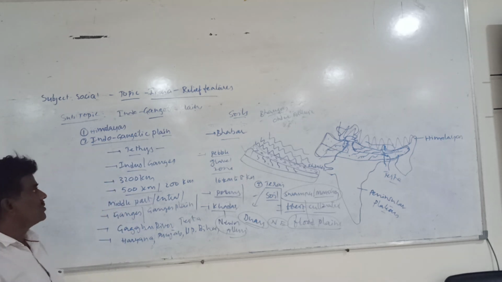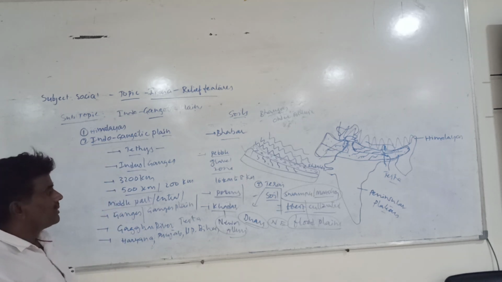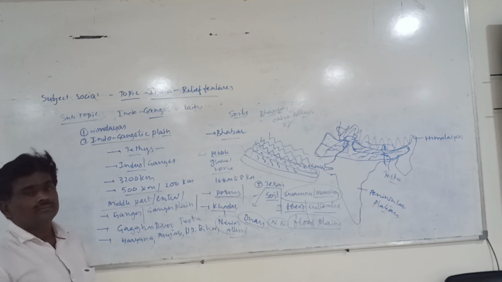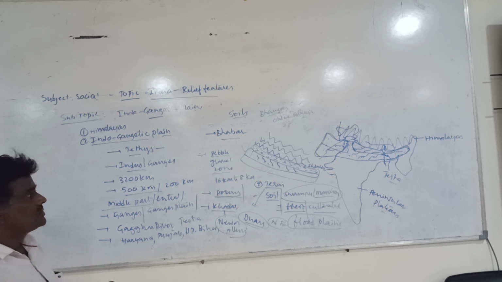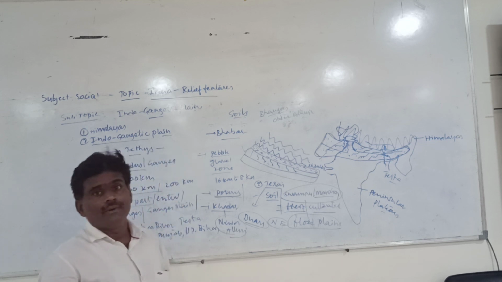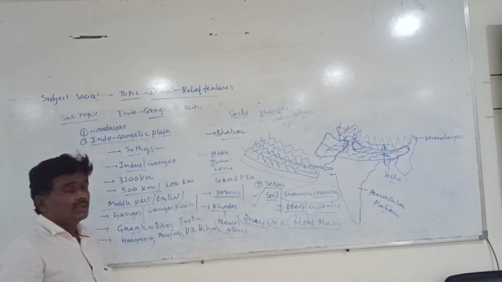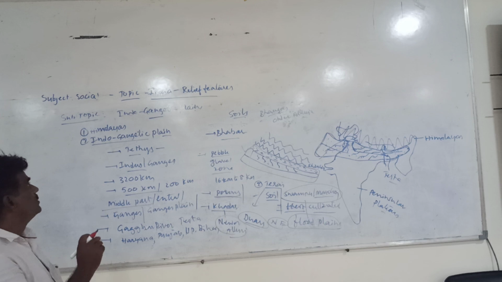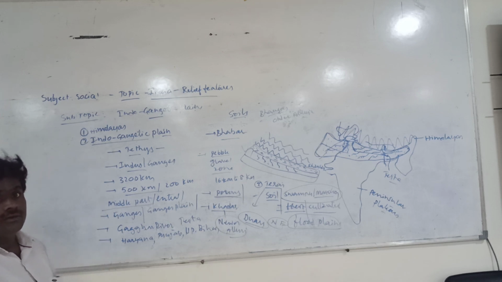So we face questions like what is Bhabar, definitional questions on Bhabar, terai, Bhangar, Khadar. Such questions we are facing. What is Doab? Doab is the fertile land between two rivers. This is subtopic number 2 in the major physical divisions of India.